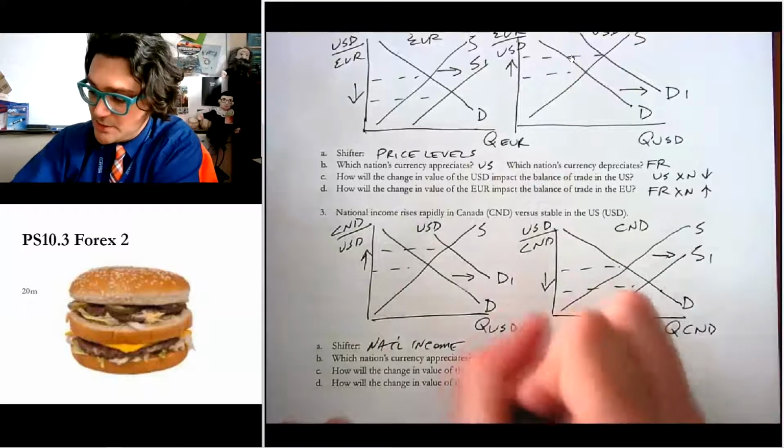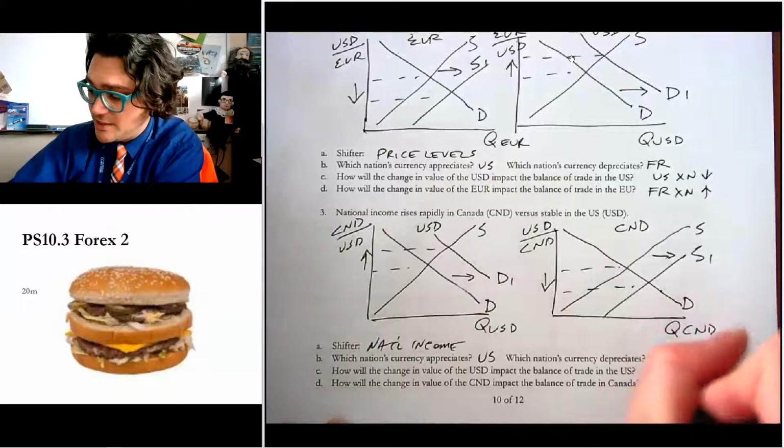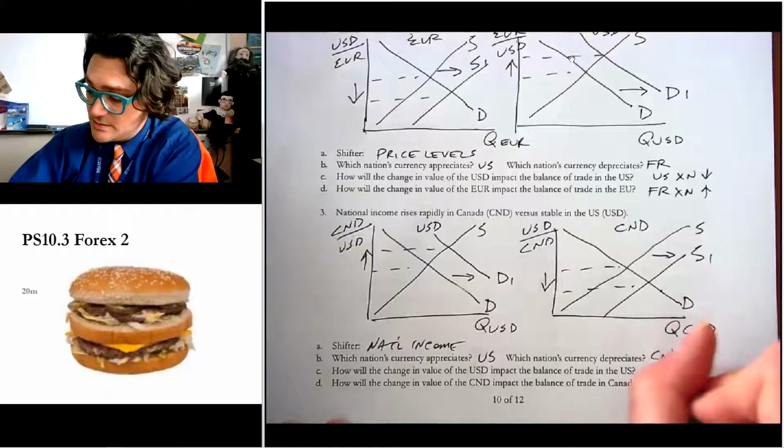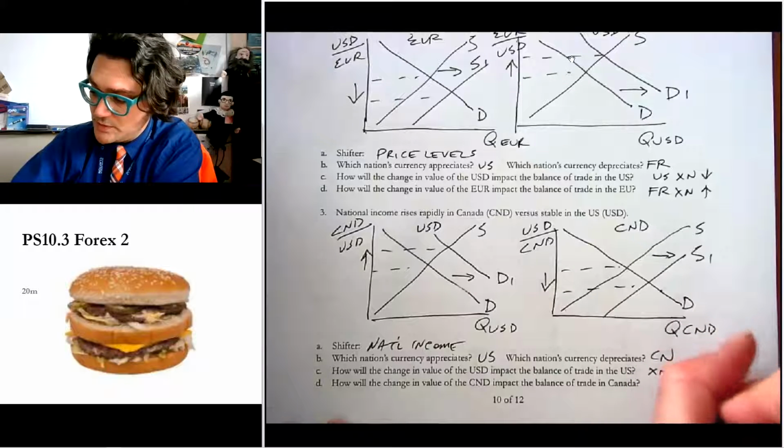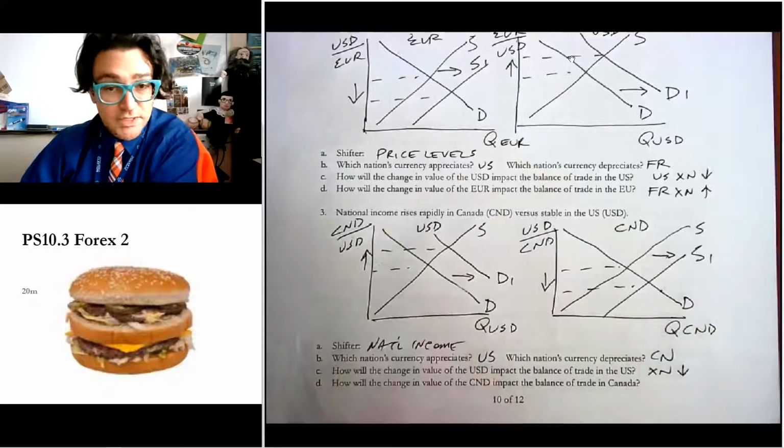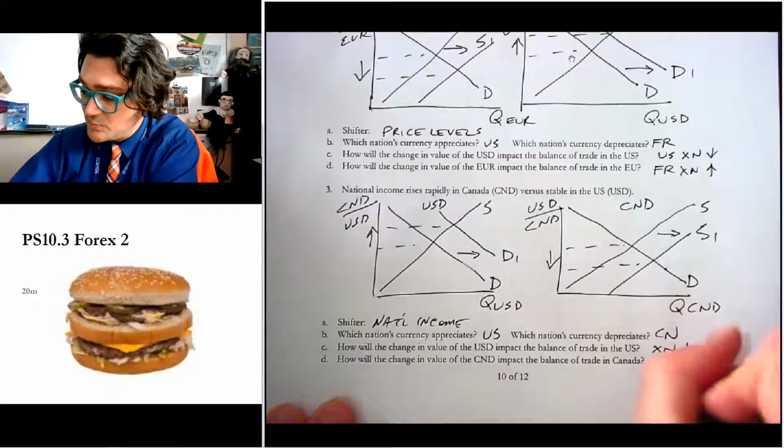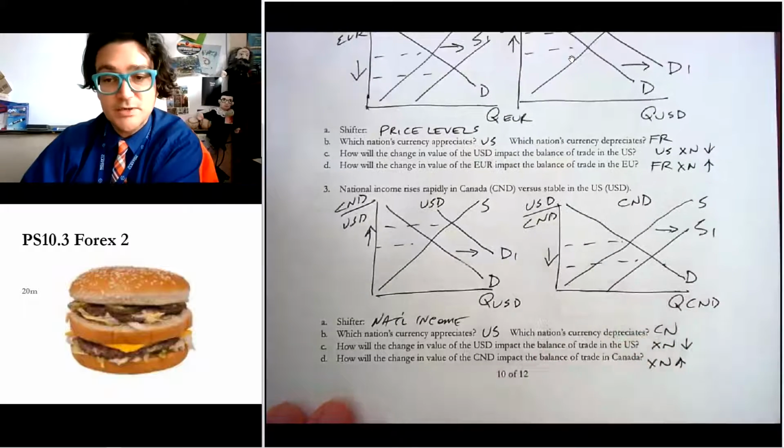Which country appreciates? The US. Which country depreciates? Canada. US net exports will go down because the value of the currency went up, and Canada's net exports will go up because their currency depreciated.